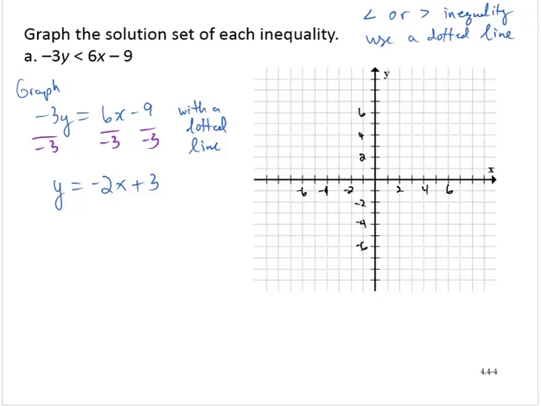Alright, I'll plot the point 0, 3, that's the y-intercept. And now the slope is negative 2, so down 2, right 1, down 2, right 1, repeatedly. Alright, so now I will draw that line, but I will use a dotted line.